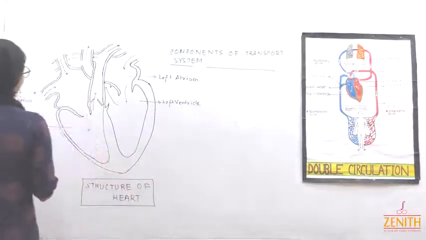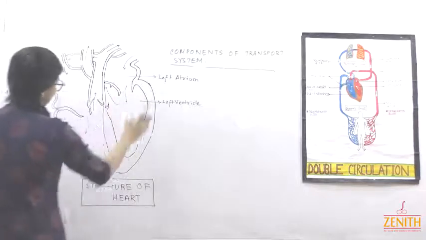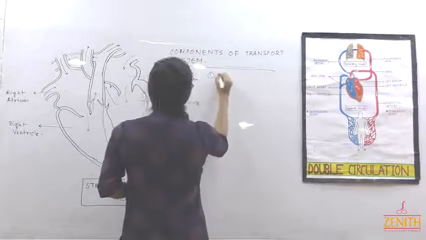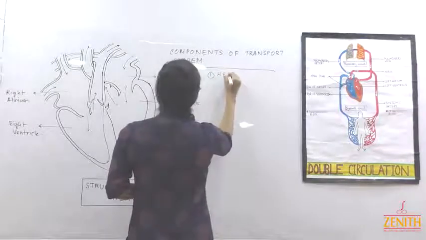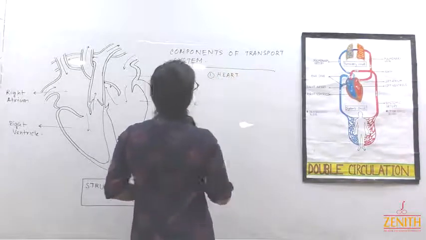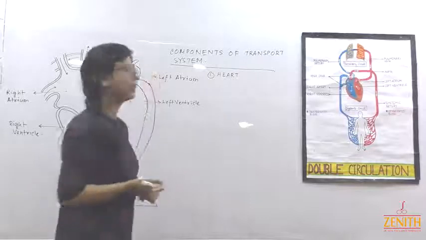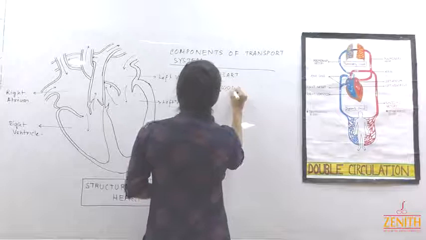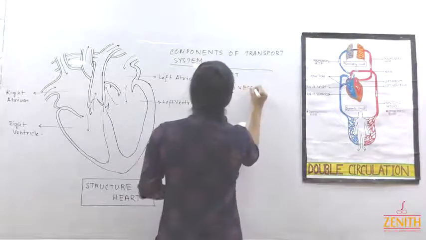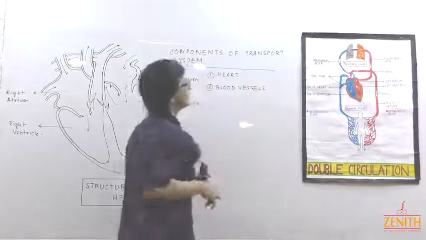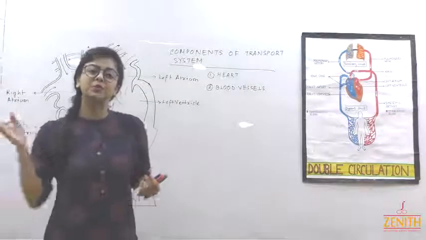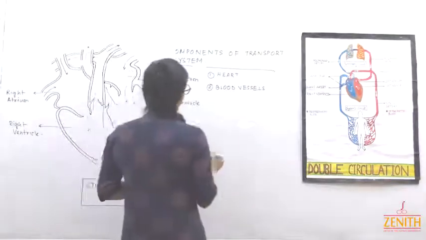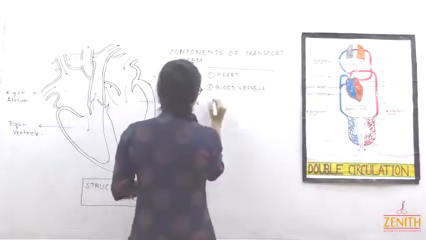Okay. So, at first, this is the heart. We have done one thing, the most vital organ of the blood circulatory system, that is the heart. Then, there will be blood vessels. The blood vessels are the vessels within which the blood is flowing. There are basically 3 types of blood vessel.